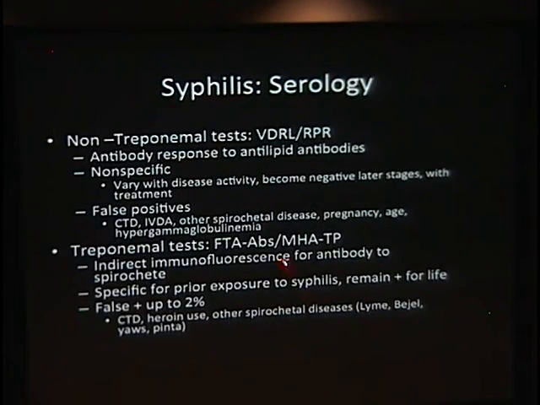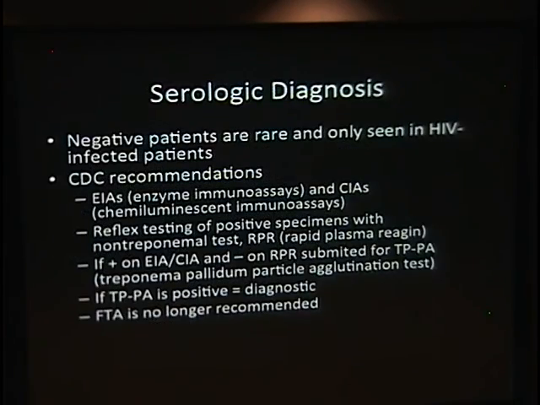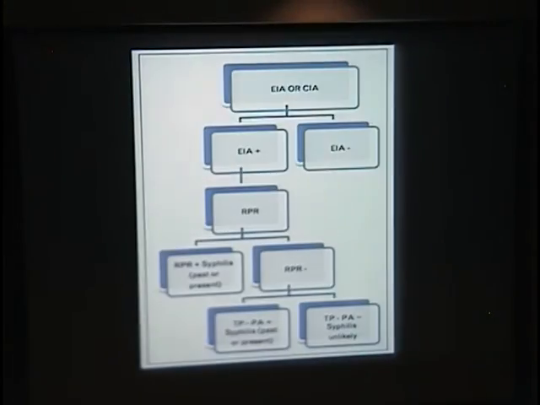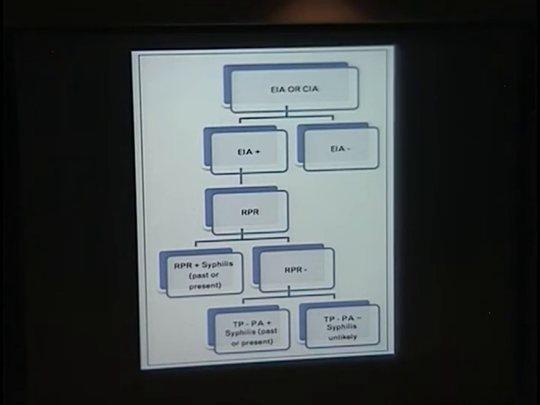So the serology, you want to get a non-treponemal test, a VDRL or an RPR, as well as a treponemal test. So most of the time, it seems like we're checking RPR and FTA. The CDC has this recommendation that they came out with that nobody really follows because there's extra steps in testing. It hasn't been widely adopted. But you essentially get an EIA. If that's positive, you get an RPR. If that's negative, you get a TPA. But no one has really adopted this as of yet.